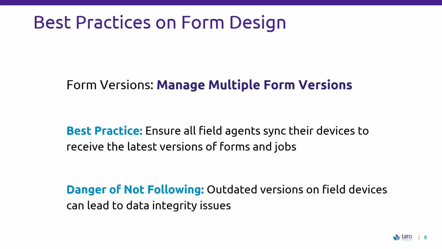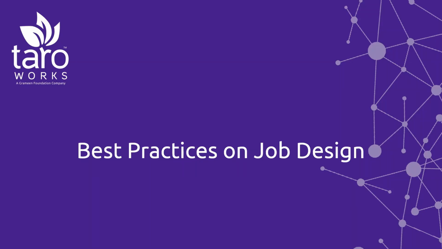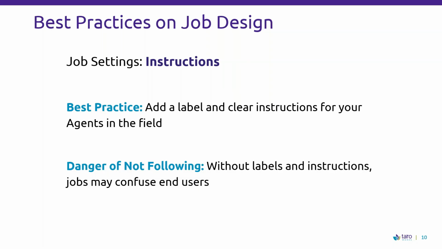So we're going to the next topic, which is best practices on job design. A job is a task or a series of related tasks for a mobile user to complete. A unit of work to be completed by a mobile user. Job settings, instructions. Best practice, add a label and clear instructions for your agents in the field. Danger of not following: without labels and instructions, jobs may confuse end users, leading to errors.